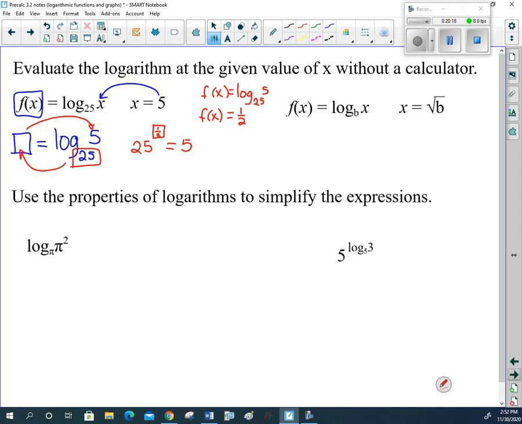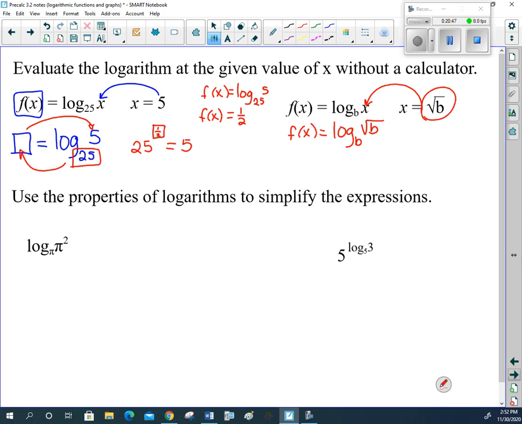Okay, over here on the right, it says log base b of x, and they want me to put x as the square root of b. So this is what we've got: log base b of the square root of b. You could use the property rules that we used before, or we could just do a rewrite, and then you don't have to remember any rules.